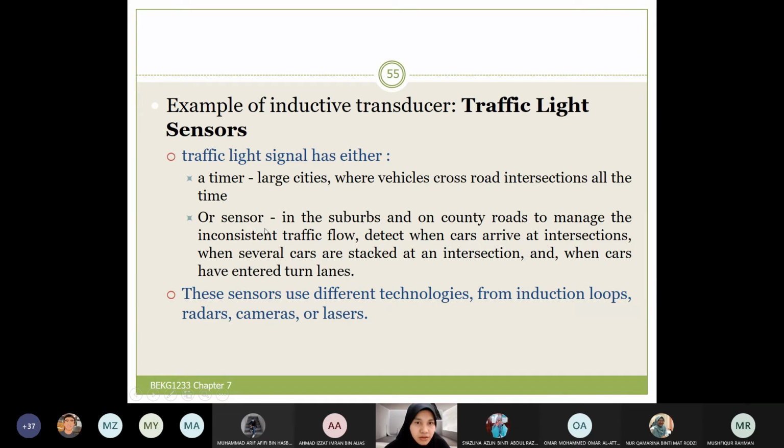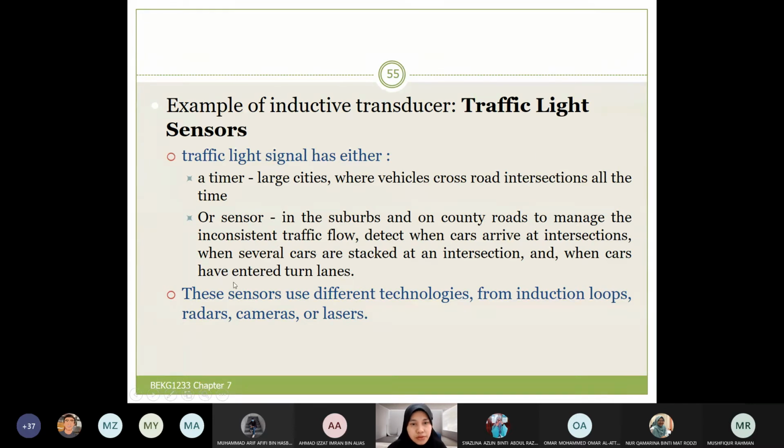Sensors are also used for traffic light signals in the suburbs and on country roads to manage the inconsistent traffic flow, detect when cars arrive at intersections, when several cars are stacked at an intersection, and when cars have entered turn lanes. These sensors use different technologies.